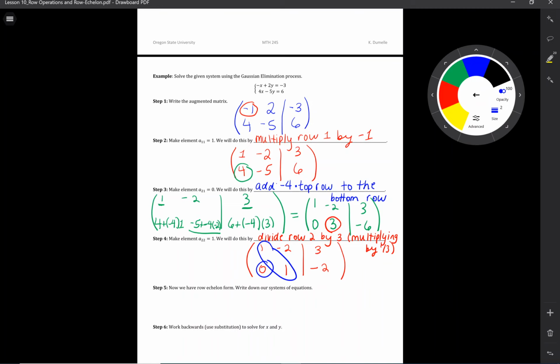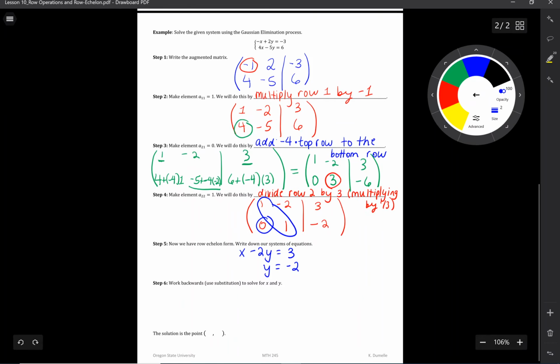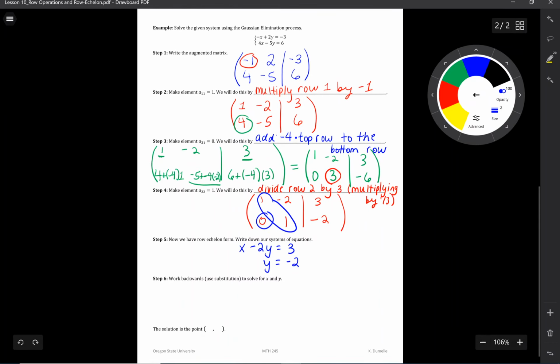Now I can write down my new system of equations. So my system of equations will look like x minus 2y equals 3 and y equals -2. And now I can use substitution to solve for x and y. Well, I've already solved for y. So I can plug this value into my y here to solve for x.